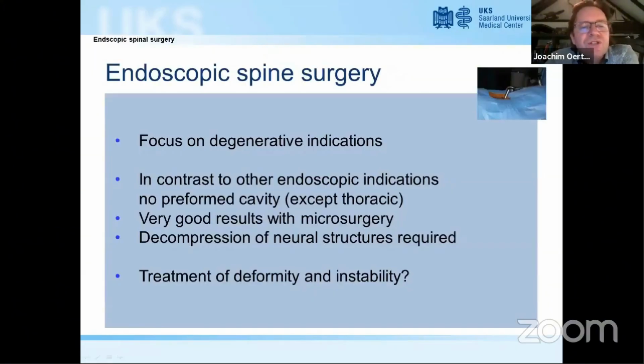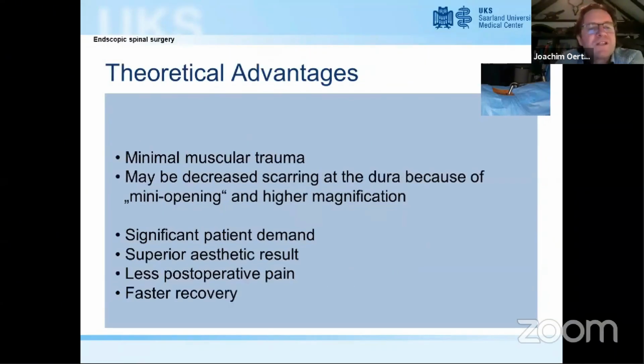In my talk, I will focus on degenerative indications. I think there's another very good indication in thoracic fractures, thoracoscopic approaches, but this is not the topic of this presentation. And in contrast to other endoscopic indications, we have no preformed cavity. So we have to prepare our space to maneuver the instruments and the endoscope. Also, we have very good results with microsurgery, and we need sufficient decompression of neurostructures. So this is a major aspect, which makes it very difficult to see advantages using the endoscope in spine surgery.